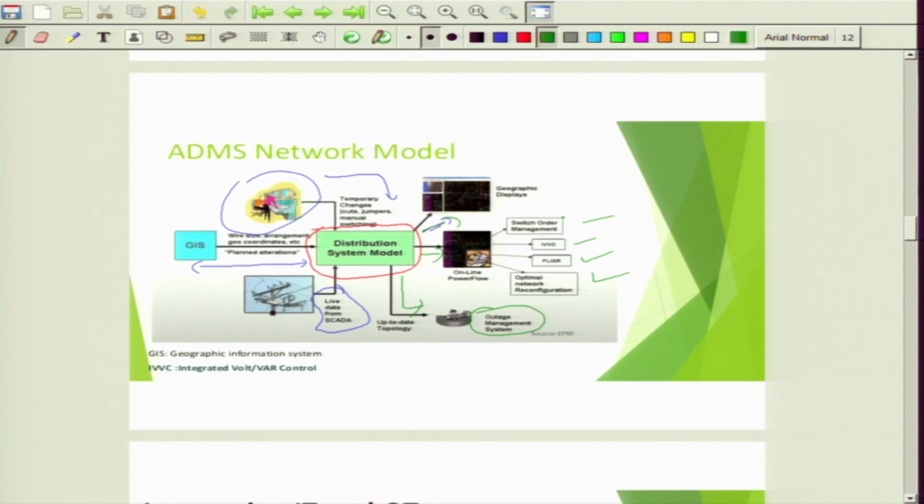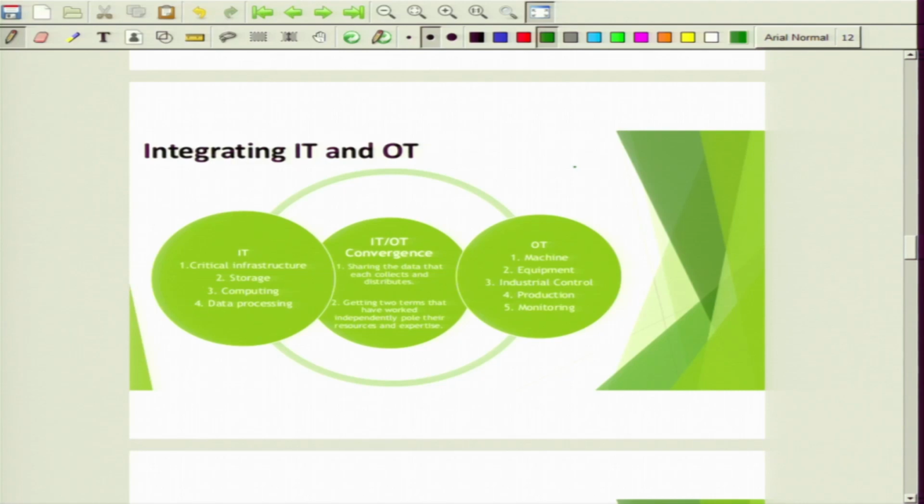So, there is a distribution system model, there is real time information flow through SCADA. So, if there is any change in the distribution system topology as such, that can also be given as an input to the distribution system model, and the outputs are FLISR, fault location isolation, service restoration, and volt/var control, outage management, then optimal network reconfiguration, and overall monitoring and display for the utility as well as the customer.